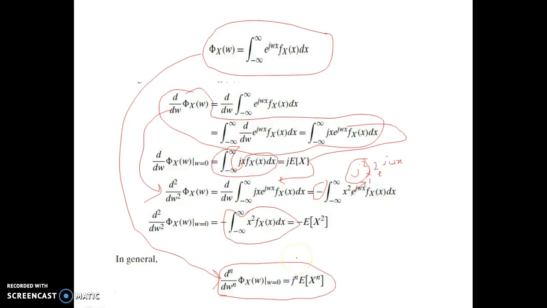So in general you can write, that is, if we find the nth derivative of the characteristic function and evaluate it at omega equal to 0, we will obtain j to the power n into E[x to the power n]. So by differentiating the characteristic function and evaluating at omega equal to 0, we can obtain the different moments of a probability distribution function or different types of random variables.